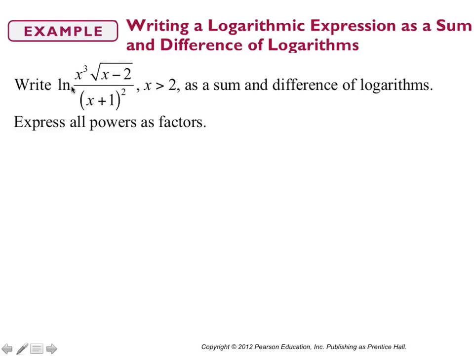All right, let's try this one here. We have ln of x cubed times the square root of x minus 2 over x plus 1 squared. So I'm going to give you a minute, see if you can figure out how to write this as the sum and difference of logarithms. If you're stuck, my first suggestion would be to change it into subtraction because of the fact that you have division. So I'd give that a try. I'm going to give you about 30 more seconds to see if you can figure out the first step.